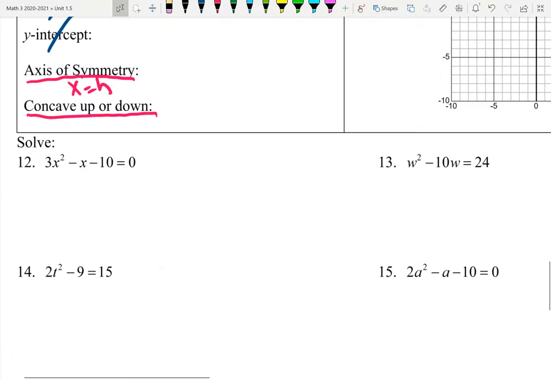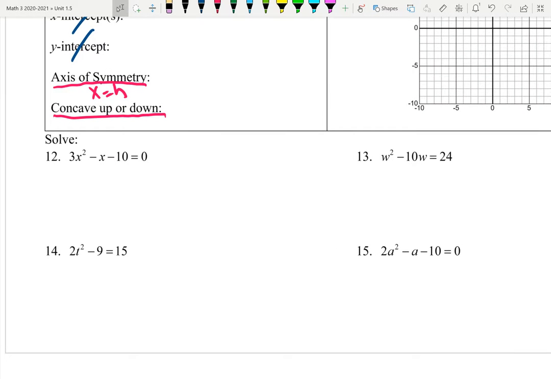Let's zoom in and do a couple more. Notice on number 12, everything's on the left side. If I was doing number 13, before I even get started, I would subtract 24 from both sides, thus rewriting my equation as w squared minus 10w minus 24 equals 0. Notice how I took the time to write it in standard form. Now I would go ahead and factor this guy, and I would go ahead and write it out.